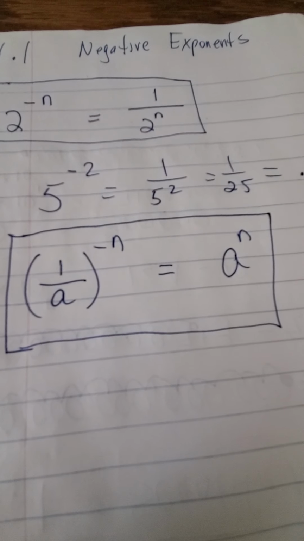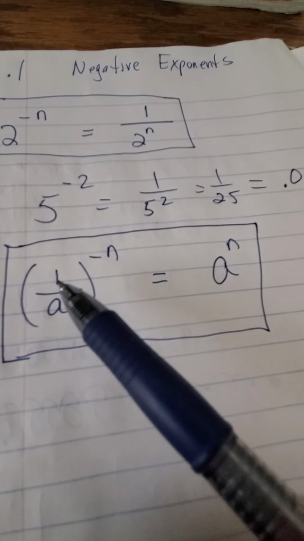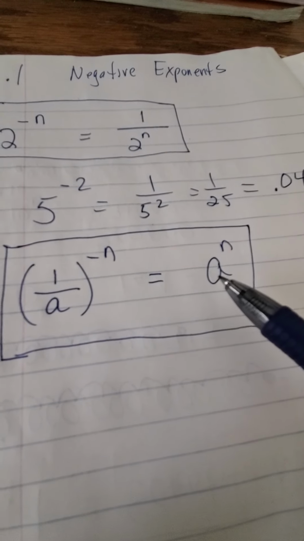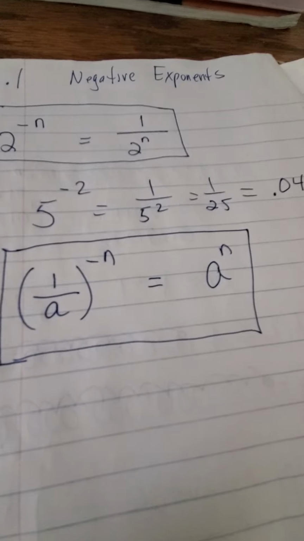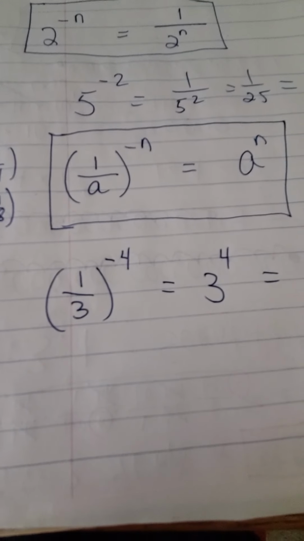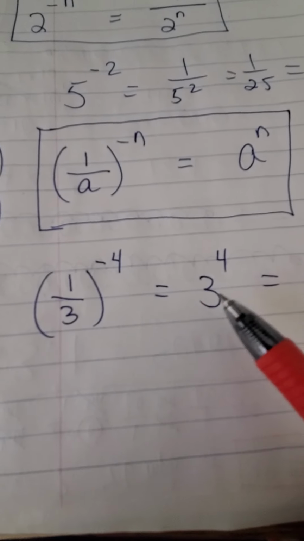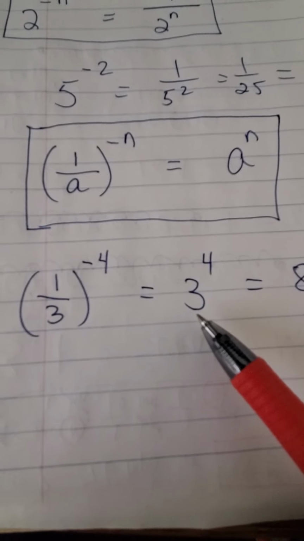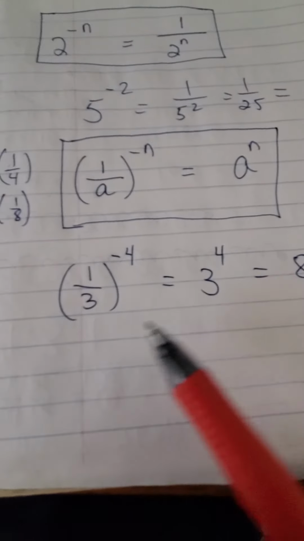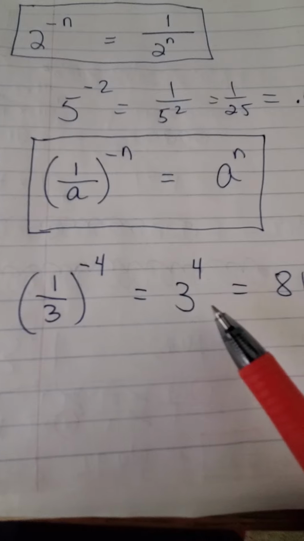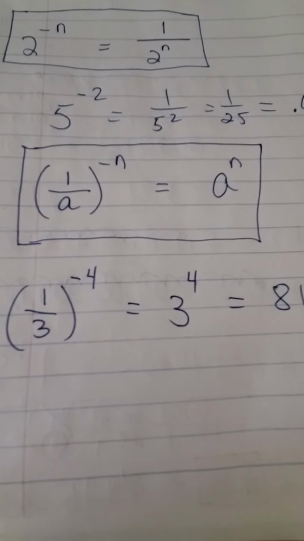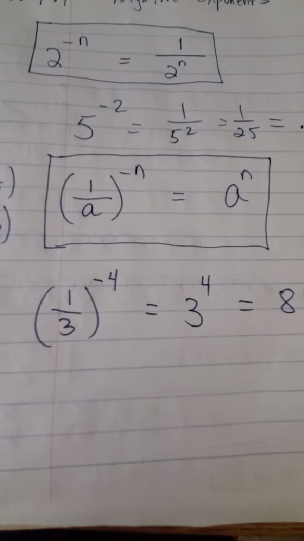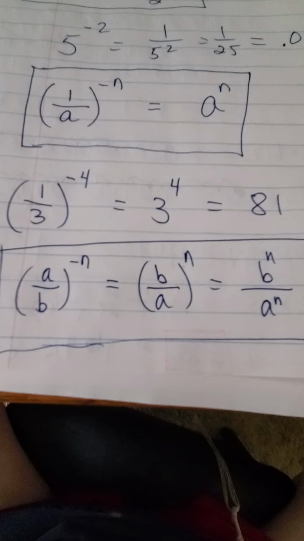Here's another rule that follows from the same concept. 1 over a to the negative n is equal to plain a to the positive n. And let's give an example of that. 1/3 to the negative 4th power is equal to 3 to the positive 4th power, which is just 81. So 1/3 to the negative 4th power is why? Because negative exponents reciprocate.